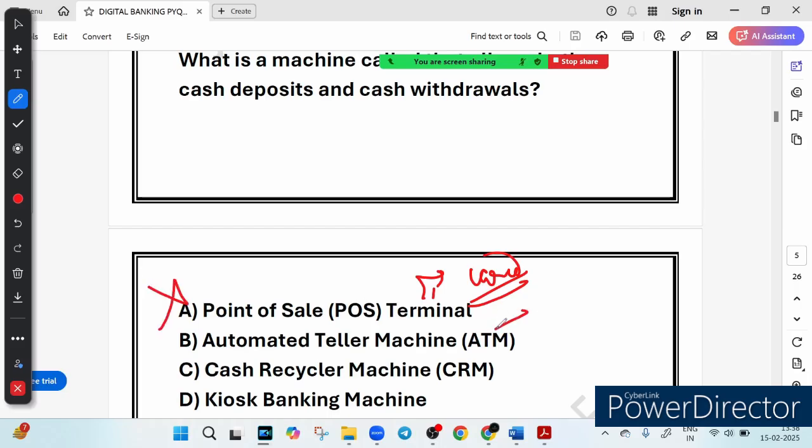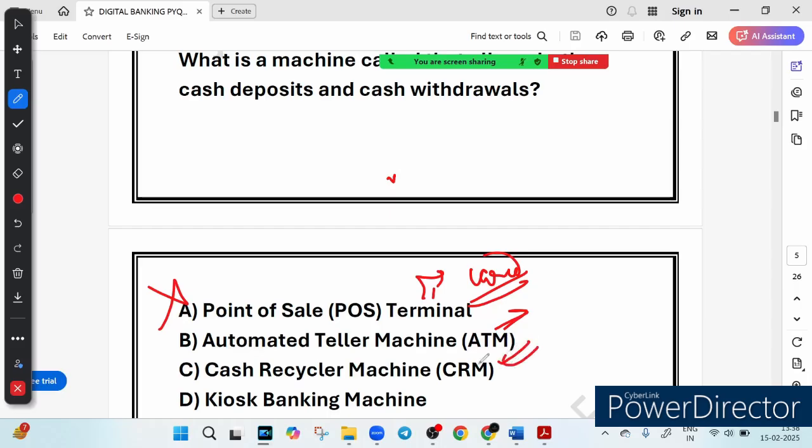Now option number B says ATM. This is partially correct, not the best answer, because an ATM is a machine used for cash withdrawal, balance inquiry, and mini statements. Some advanced ATMs also allow cash deposit, but they do not recycle cash. Here the keyword is cash recycle. So most regular ATMs only give cash but do not accept deposits. Even if an ATM accepts cash deposits, it does not recycle that cash for withdrawal, right?